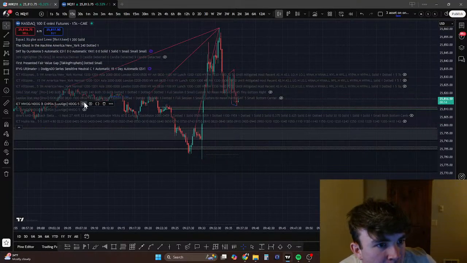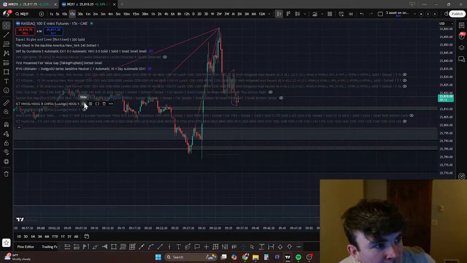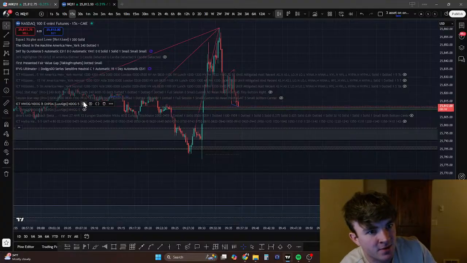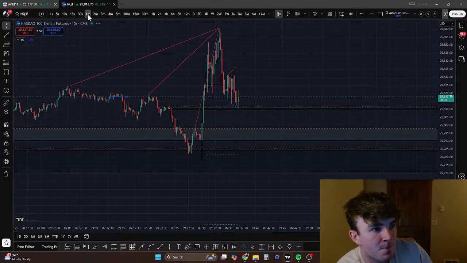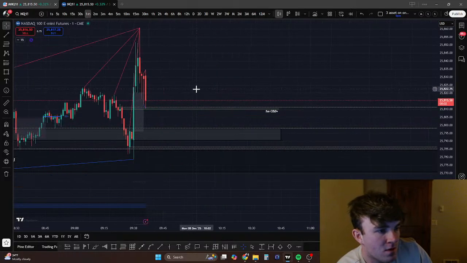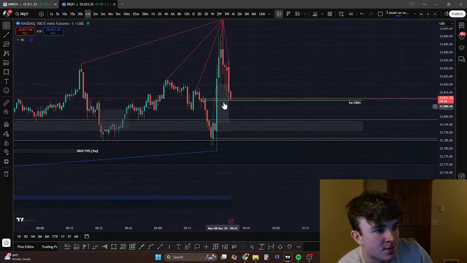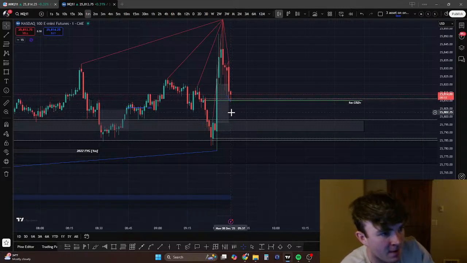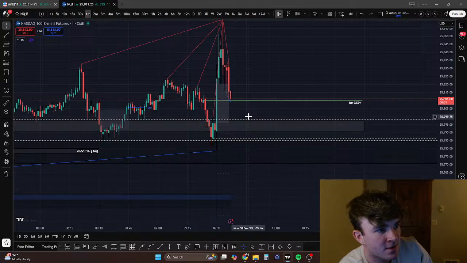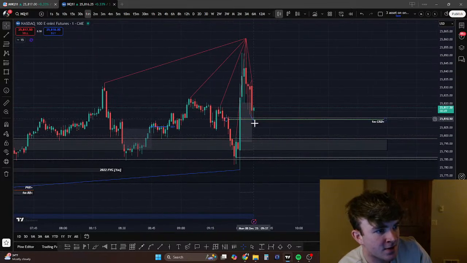Ideally, I would love it if we had a first presented for value gap to go off of. I'm not sure we have that. Yeah, I don't think we do. So we're hitting that change in state. We might perfectly respond here. It'd be crazy if so. Looking like so far we are.